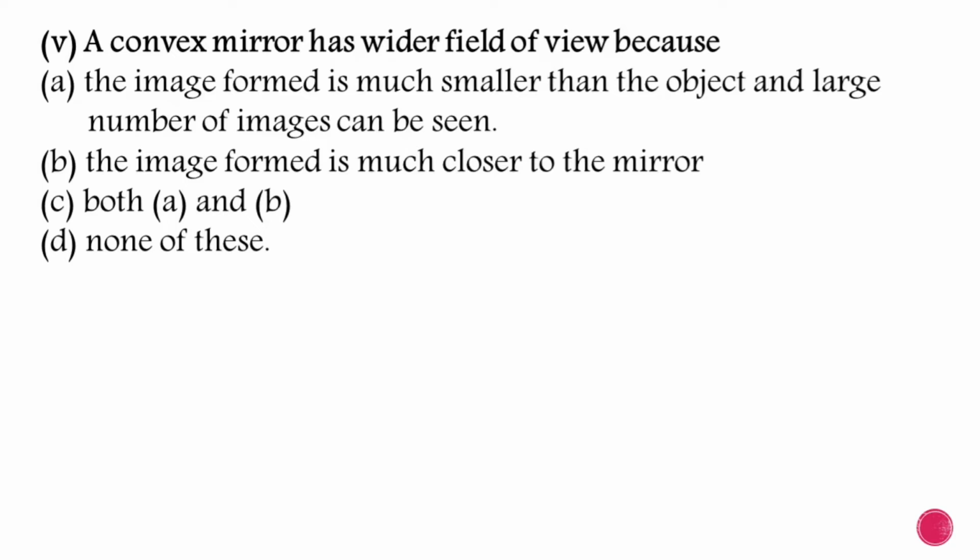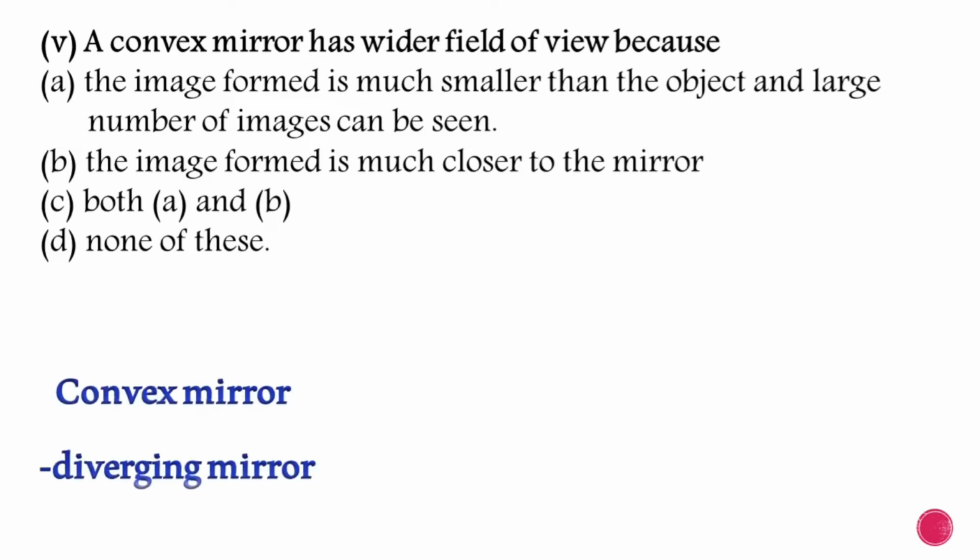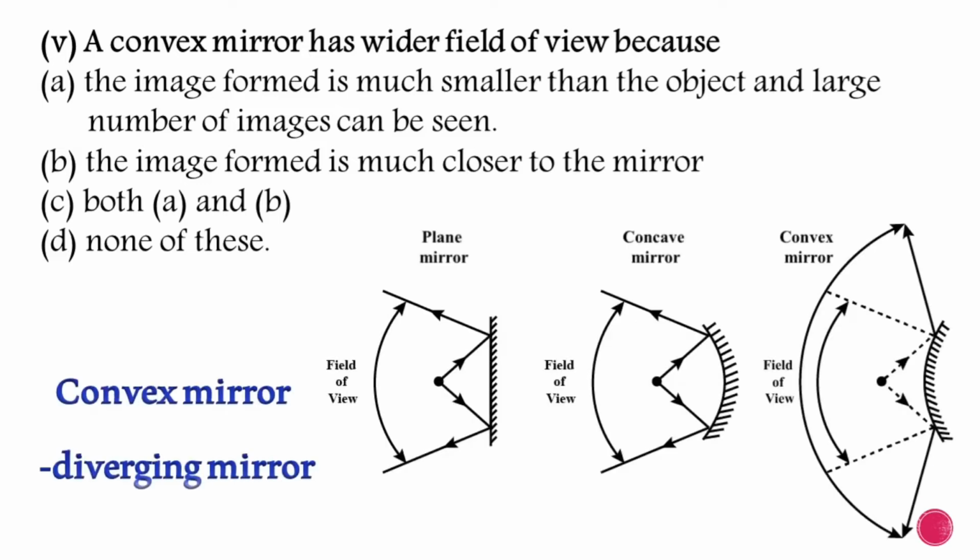Question number 5. A convex mirror has a wider field of view because... We know that convex mirrors are diverging mirrors. That means they diverge the light rays falling on them. Also, the image formed in them is smaller and hence a larger number of images can be seen, as well as the image formed is closer to the mirror. That is why convex mirrors have a wider field of view. So the answer here is option C, both A and B.